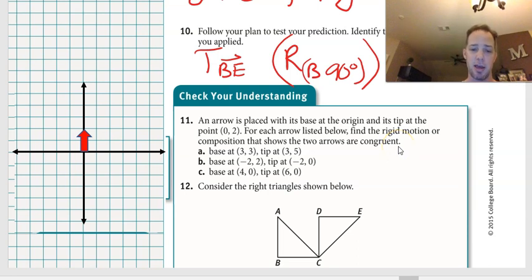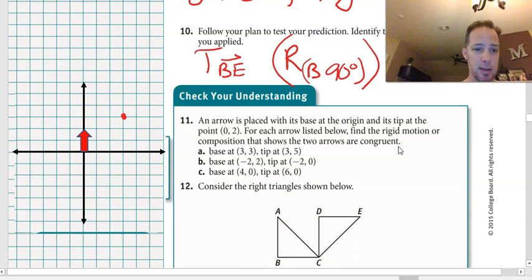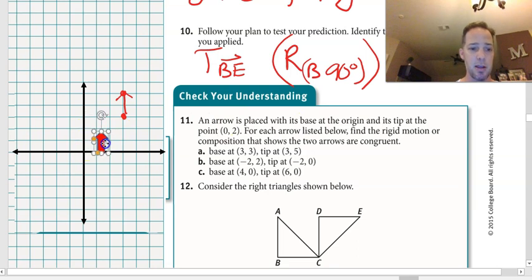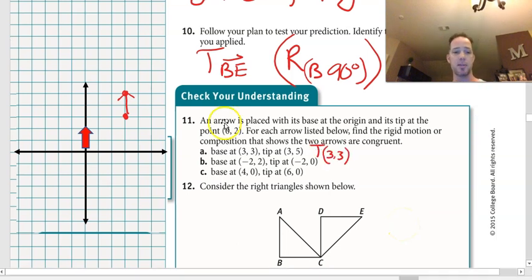So what if we had an arrow that had a base at 3, 3 and a tip at 3, 5. So base at 3, 3 and a tip at 3, 5. All right, looks like I just need a translation to the right 3 and up 3 would do that one. So if I took this to the right 3 and then up 3, that would map it exactly where I wanted to. All right, so translation. So that first one, pretty easy.